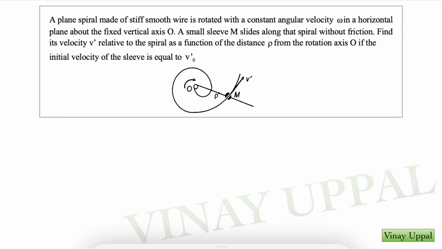Alright, so initially, when the sleeve is at point O at the origin, it's given a velocity of v naught dash, and finally the speed is v dash. So can I conserve energy? And the energy here includes the potential energy corresponding to the centrifugal force. So I can write half m v naught dash square. This is the initial energy. Initially r is 0. Centrifugal force potential energy was minus m omega square r square by 2 as we derived on the previous page.